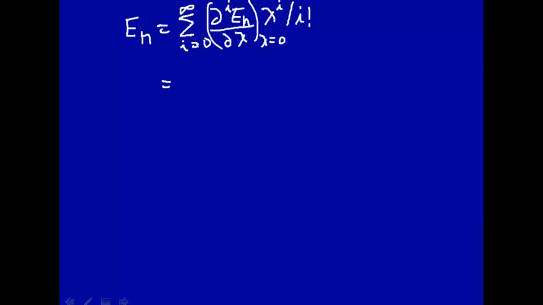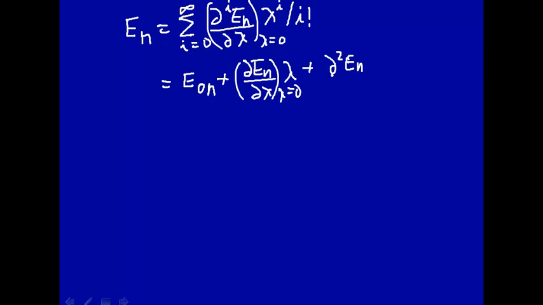Let's write down a few of the terms. The i equals 0 term is just the zeroth derivative, so you just get that term at lambda equals 0, the unperturbed energy of the nth state, plus the first derivative of the energy with respect to lambda, evaluated at lambda equals 0, times lambda. This must look familiar. Plus the second derivative of the energy of the nth state with respect to lambda at lambda equals 0, times lambda squared, plus and so on.